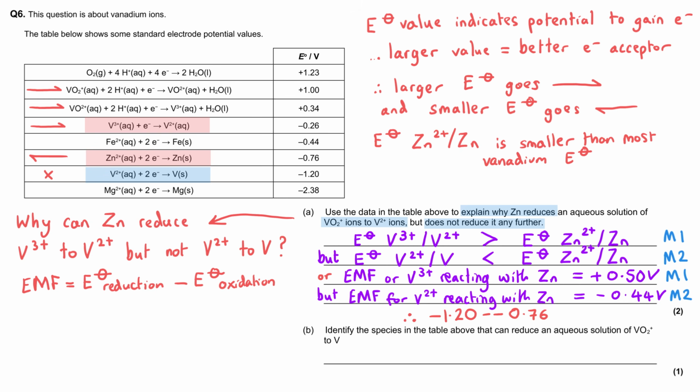And so we could answer this in terms of the difference in their electropotentials, or we could express it mathematically in what that difference in electropotentials actually is, which is the EMF value.